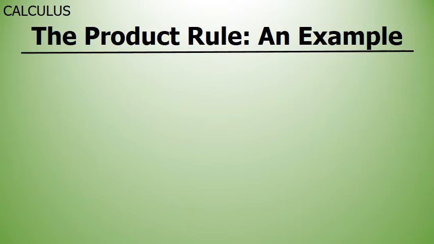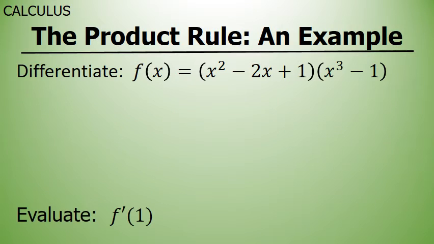In this video, we'll be looking at an example of using the product rule to differentiate a function. Here I'm being asked to find the derivative of f of x equals x squared minus 2x plus 1 times x to the third minus 1, and then evaluate the derivative at x equals 1. This is an example of a function that doesn't require the product rule for differentiation.